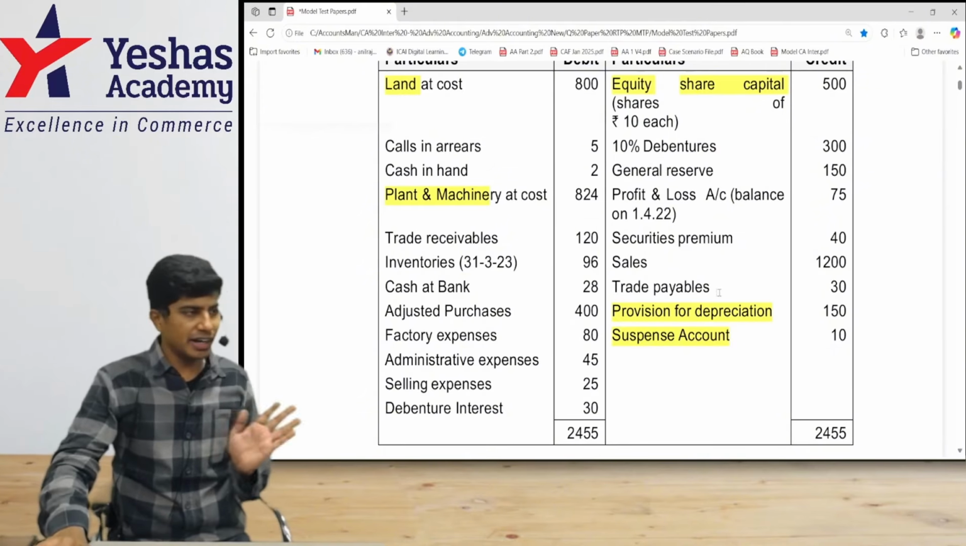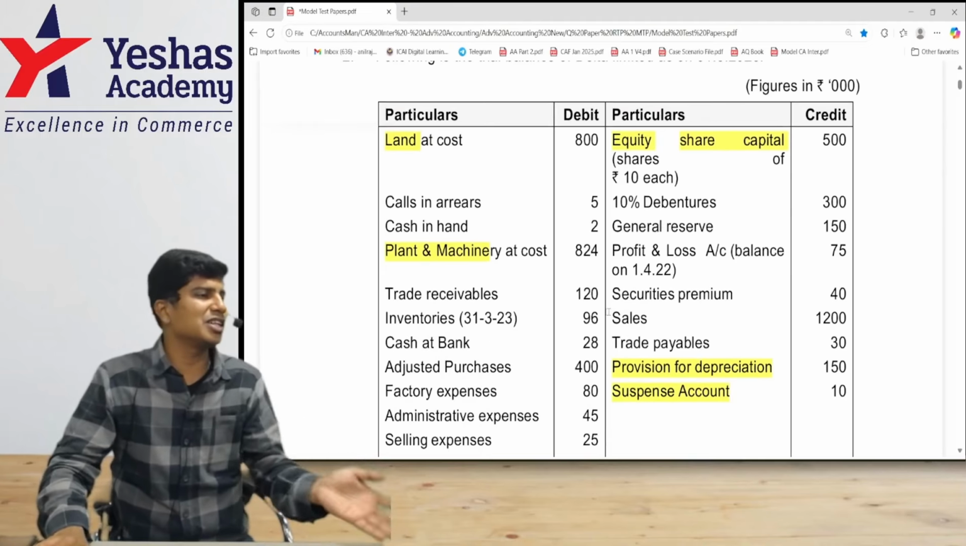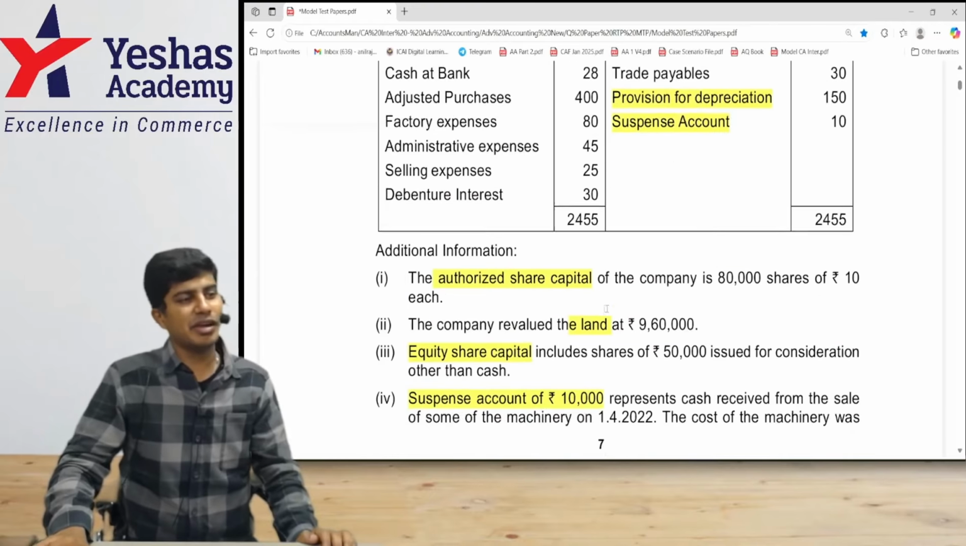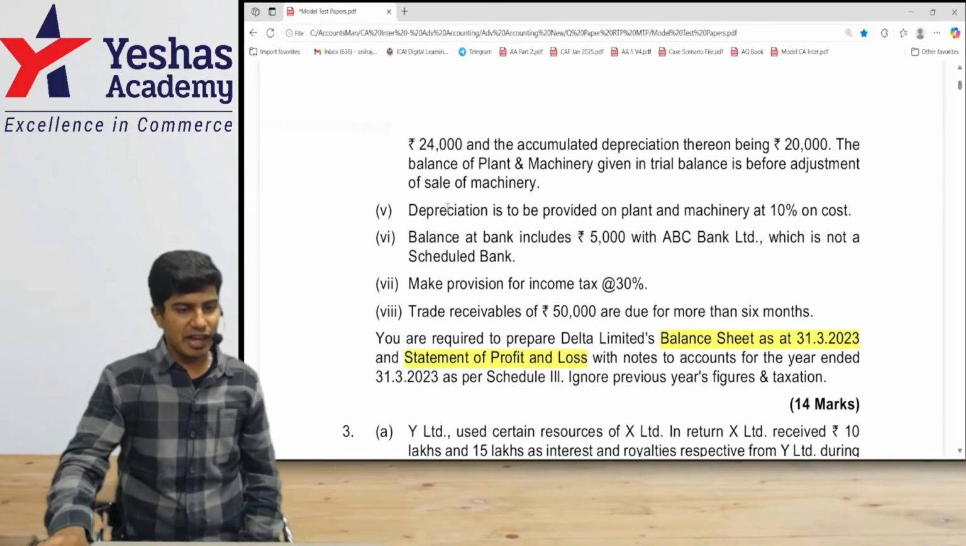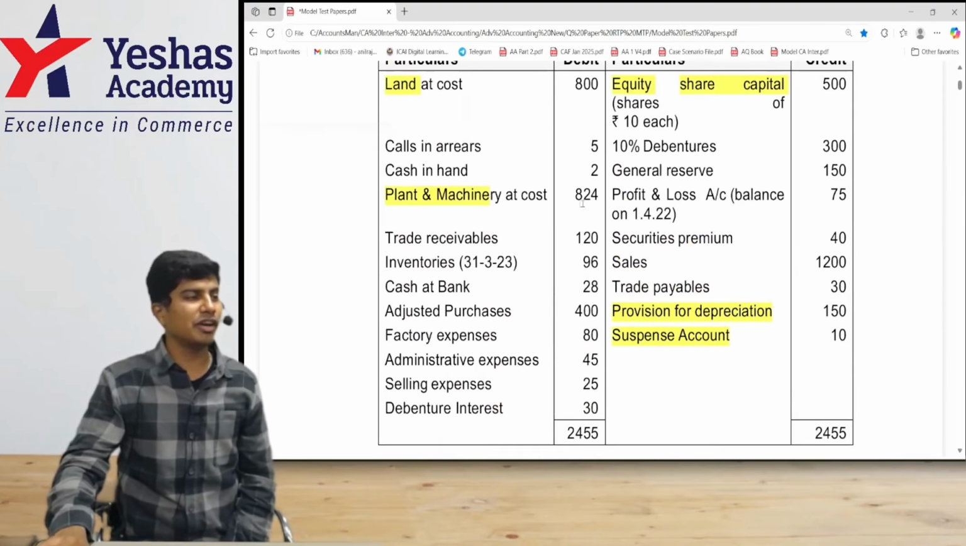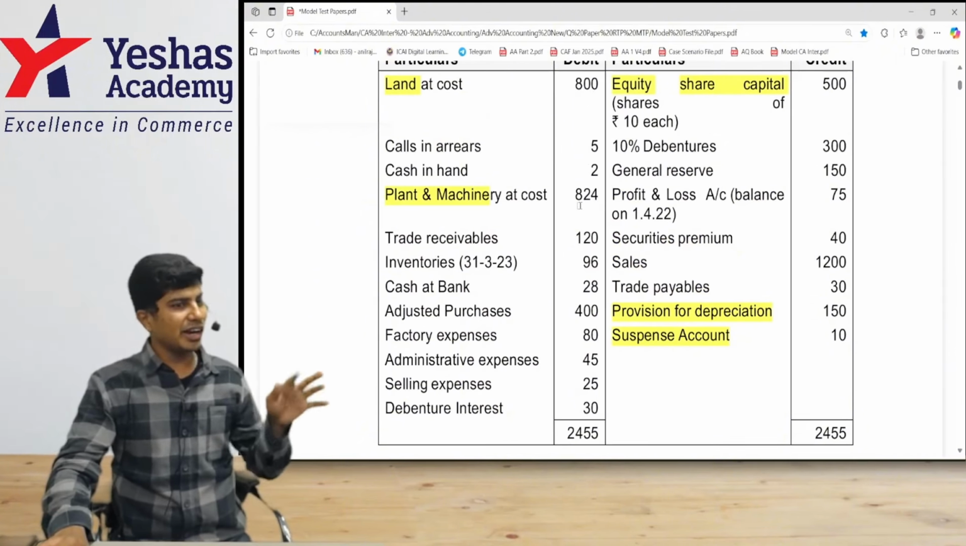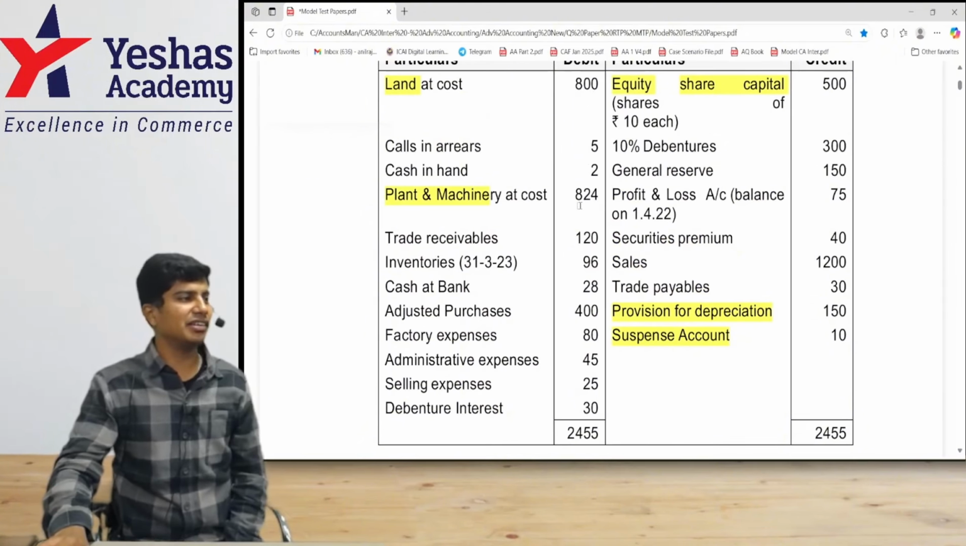We'll read the adjustment. Right now, we're not solving the adjustment. I'm only marking items in the trial balance which have adjustment. Very nice. Then we have depreciation to be provided at 10%. Careful, this 10% depreciation, by mistake, don't provide on 824. In 824, 24 is the disposed asset. Remaining 800. On 800, 10% depreciation is 80.